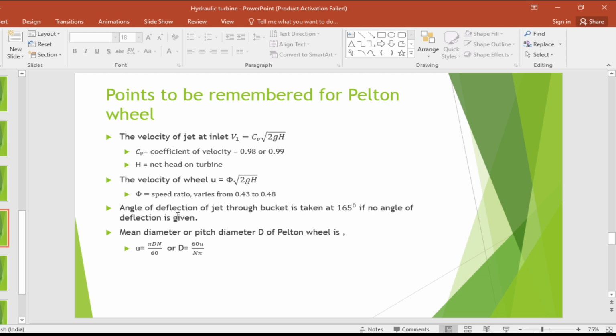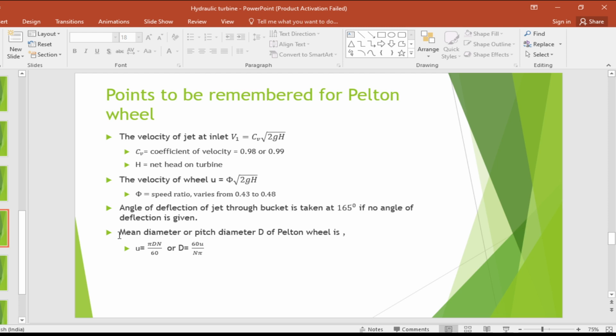Third is the angle of deflection of jet through bucket is taken as 165 degrees if no angle of deflection is given. Whenever the angle of deflection is not given, you have to take the angle of deflection as 165 degrees. This is the universal value. You have to remember this.